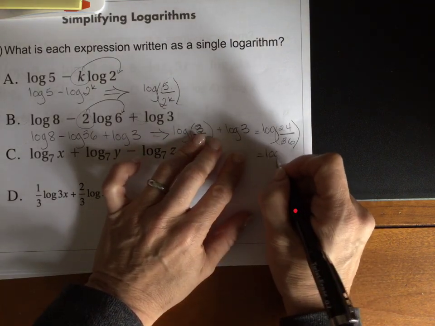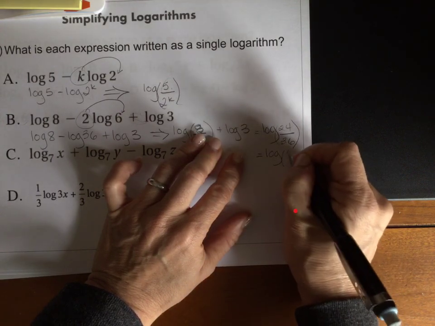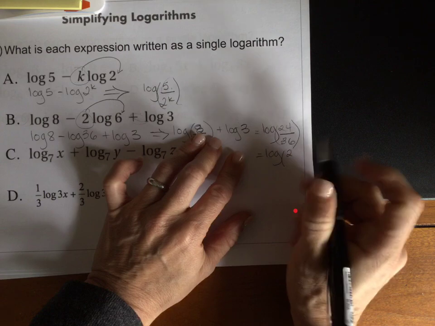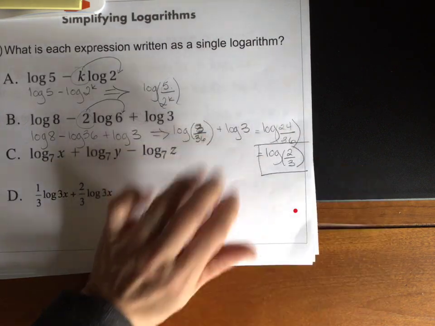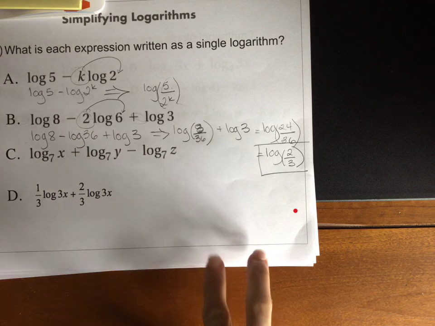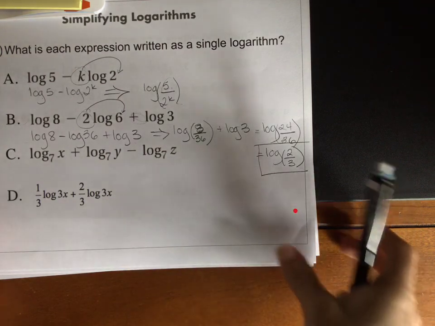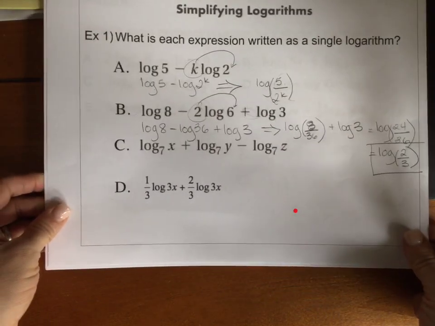So we have log, 12 goes into 24 how many times? 2, and 12 goes into 36 3 times. So my final answer here is log of 2/3. So not only do we want just the single term, but we want to make sure we are simplifying it as much as possible. All right, and I will give you a chance to practice these on a different page.